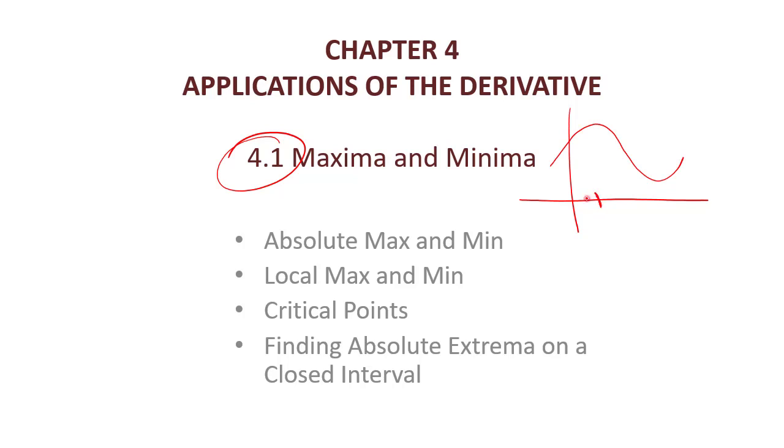Where does a function reach its highest value? At what value of x does a function reach its lowest value? We'll talk about two different kinds of maxes and mins, absolute max and min, local max and min. And then we'll look at the idea of a critical point, and then we'll use critical points to find absolute extrema on a closed interval.